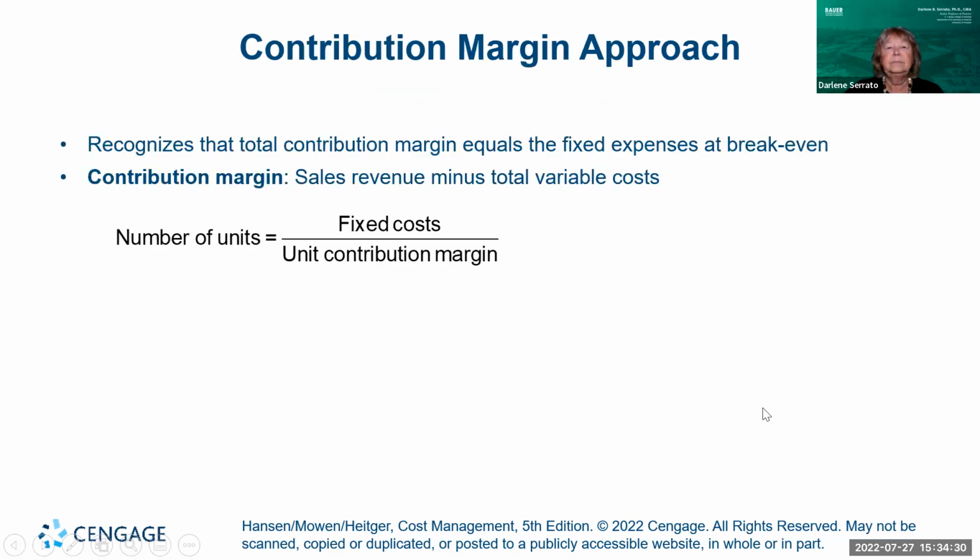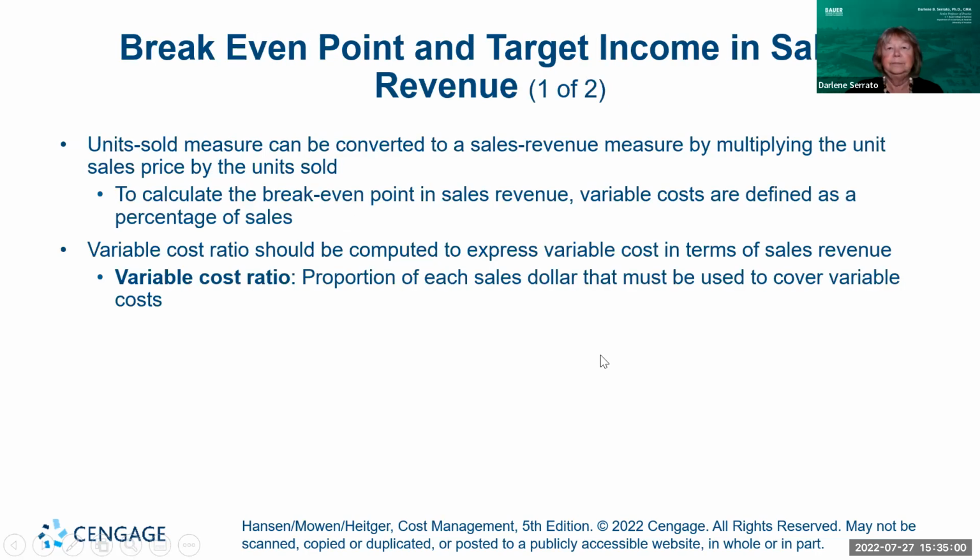Okay. So the contribution margin approach, it's simply fixed cost for break even divided by unit contribution margin. Well, selling price minus variable cost per unit equals contribution margin. So I really don't think it's different. It's just that they're calling this contribution margin instead of giving you the formula for contribution margin.